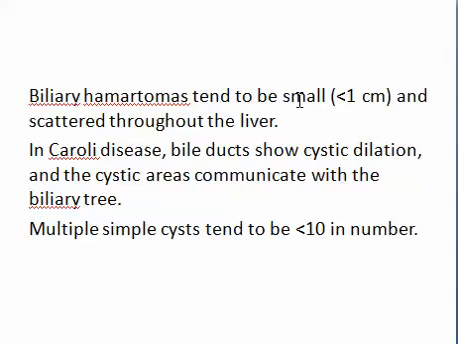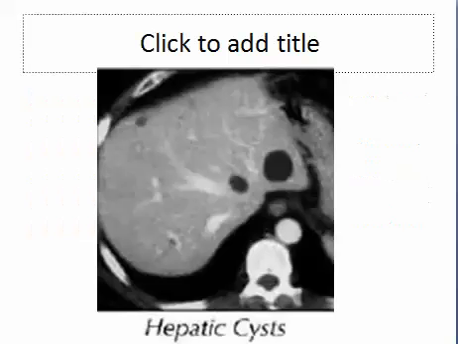So in biliary hamartomas there are cystic changes. In Caroli disease there are cystic changes, but these are connected also with dilated biliary radicals. Multiple hepatic cysts could be Caroli.